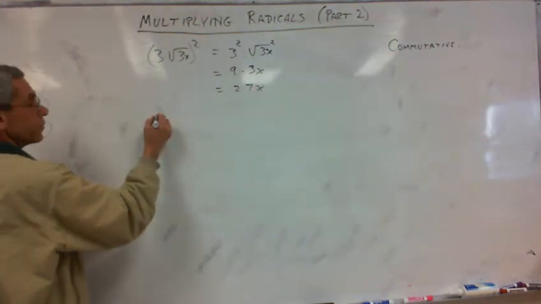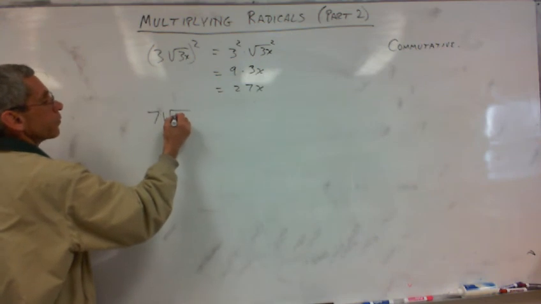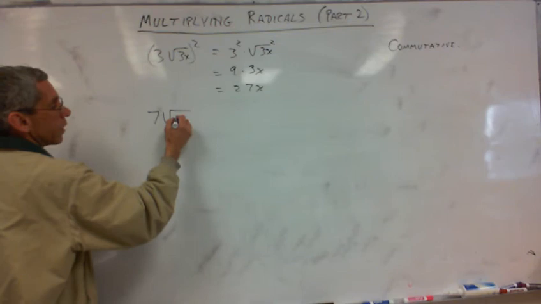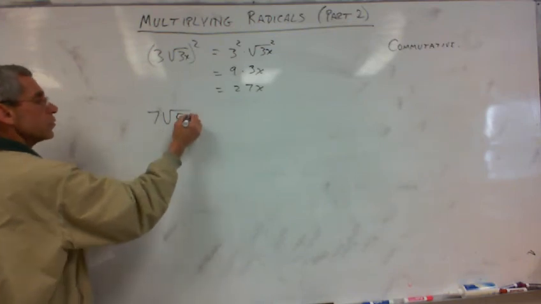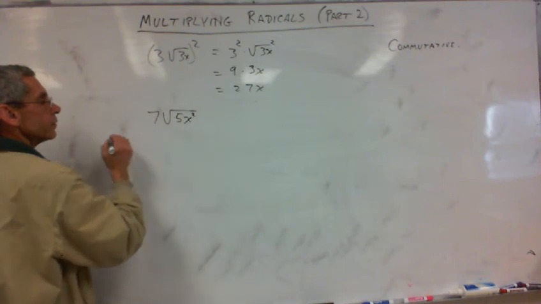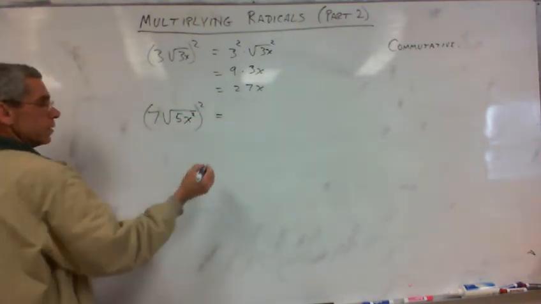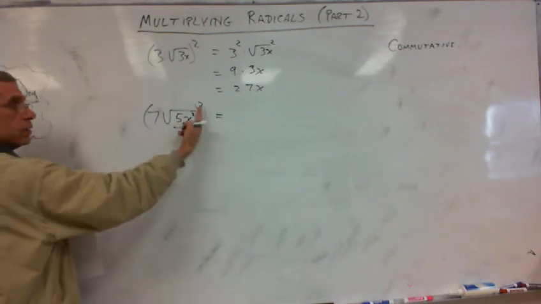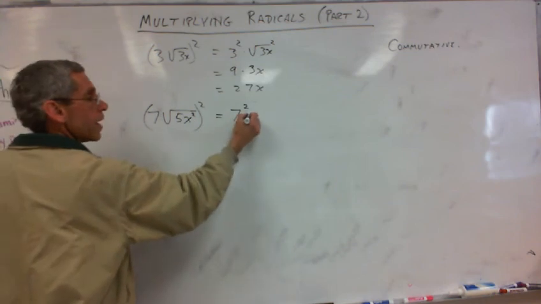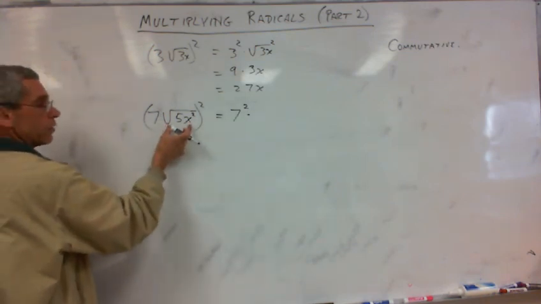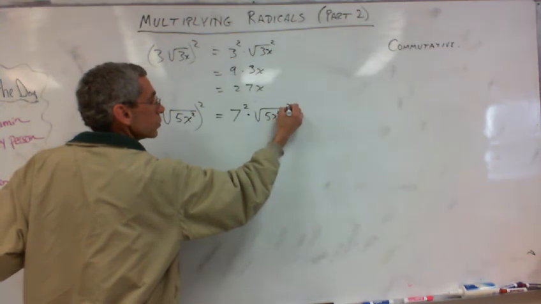Let's say 7 square root of 5x, squared. I'll do that, why not? Parentheses squared. All right, so let's think about that. That's going to be 7 squared, right? 7 squared times square root of 5x squared, squared.